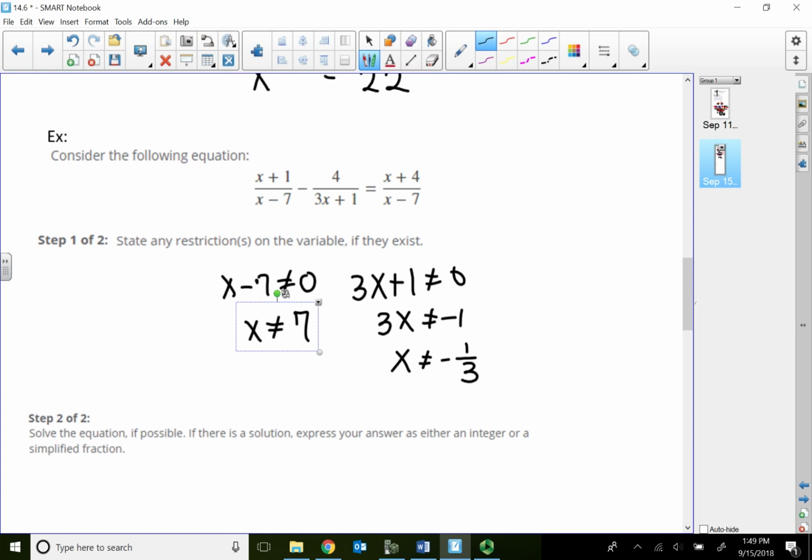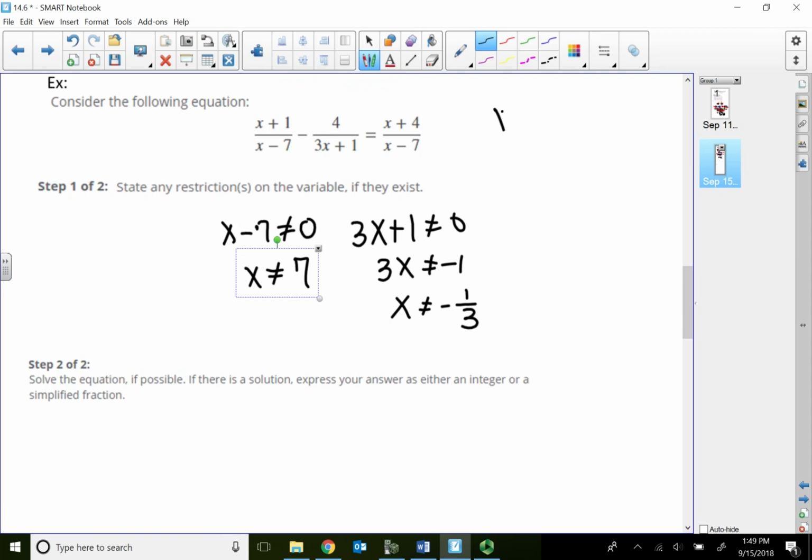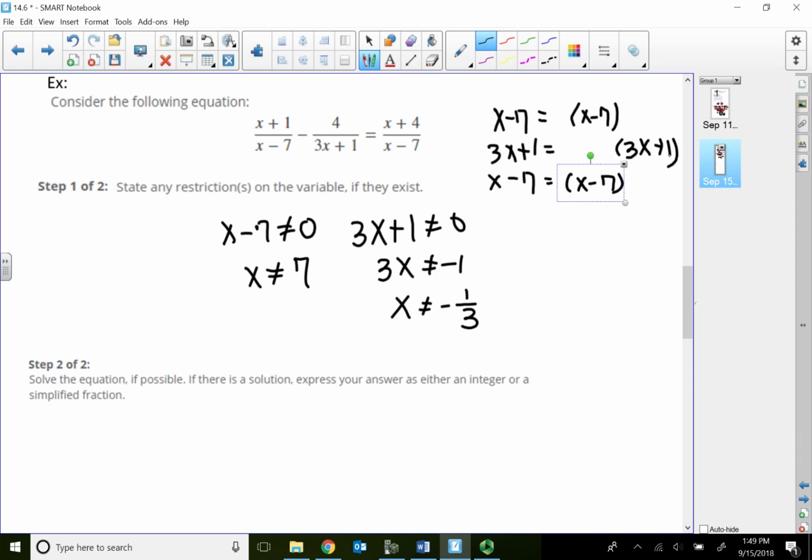All right, let me find the LCD up here real quick. I've got x minus 7, 3x plus 1, x minus 7. For the two x minus 7's, there's nothing to factor out other than 1, so I'm going to put them in parentheses. For the 3x plus 1, there's nothing to factor out other than 1, so I will put that in parentheses to indicate I factored out a positive 1. So my LCD here: the x minus 7 is repeated, so we will count that one time. The 3x plus 1 did not repeat, count that one time.